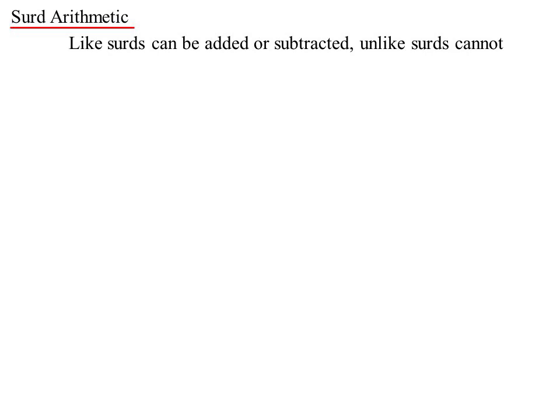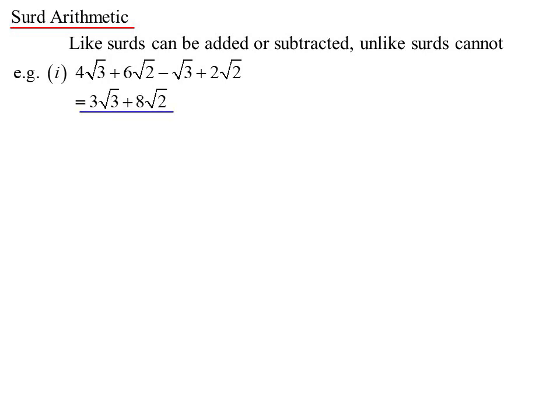So we get something like this, and we say, well, we can add and subtract like terms, and we pull it together, and we get 3 root 3 plus 8 root 2. We can't add the root 3 with the root 2 because we don't know what they are. Just the same as we can't add the x with the y. We don't know what they are.